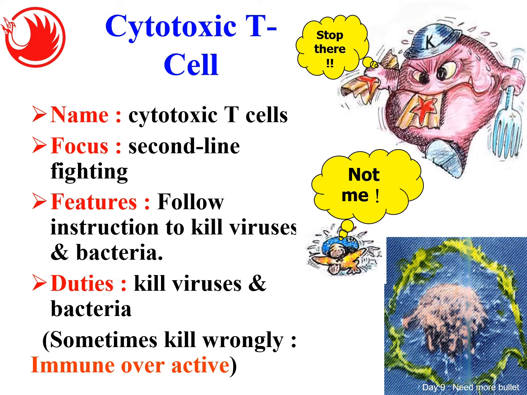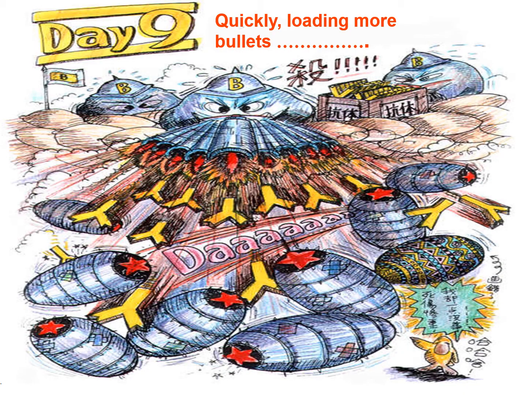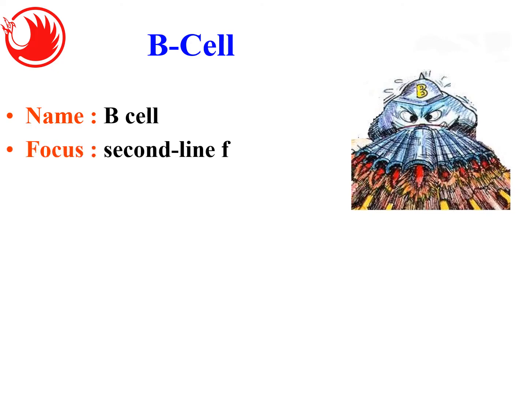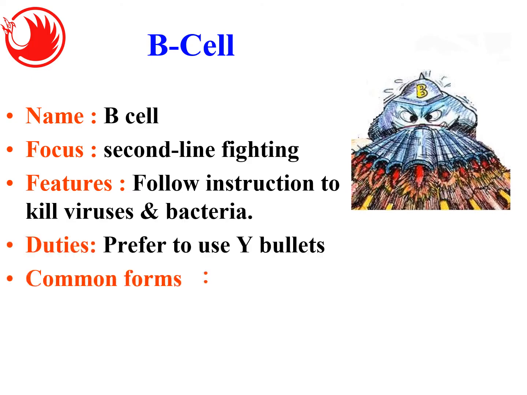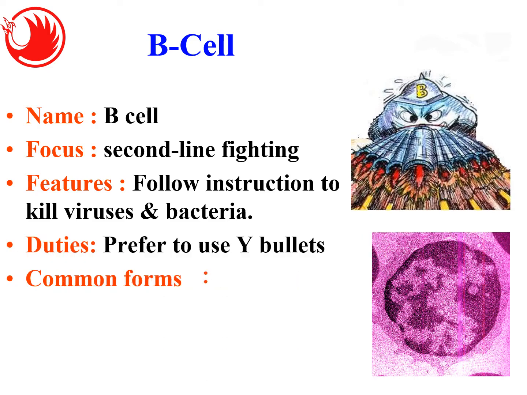And sometimes these invaders are humongous. There are a lot. So then they need a machine gun ready. So they need to find a machine gun. So who is this machine gun? This machine gun will be the B cell. So this machine gun is the B cell, a second line fighter. He actually follows instructions to kill viruses and bacteria. Whose instruction? T cell. And you will use bullets, or what we call antibodies. Because there are a lot of viruses, in order to quickly kill them, you need all these B cells to produce antibodies.